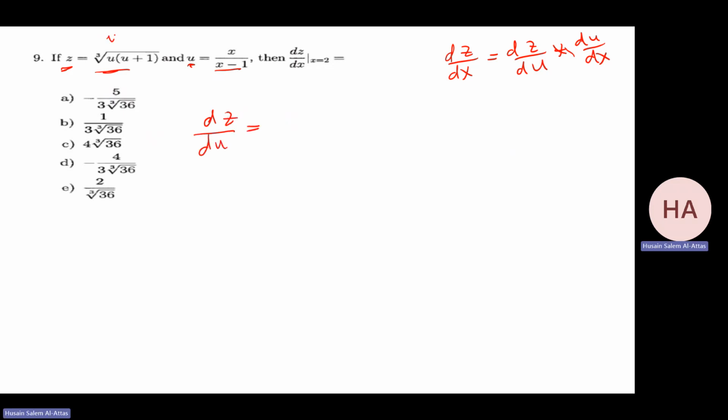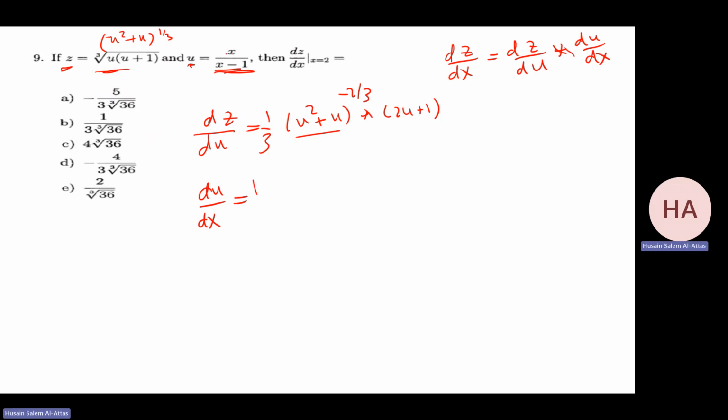That will be what? This is u. I can rewrite it: u squared plus u to the power 1 over 3. That will be 1 over 3, u squared plus u to the power minus 2 over 3, times the derivative of this, which is 2u plus 1, du by dx.